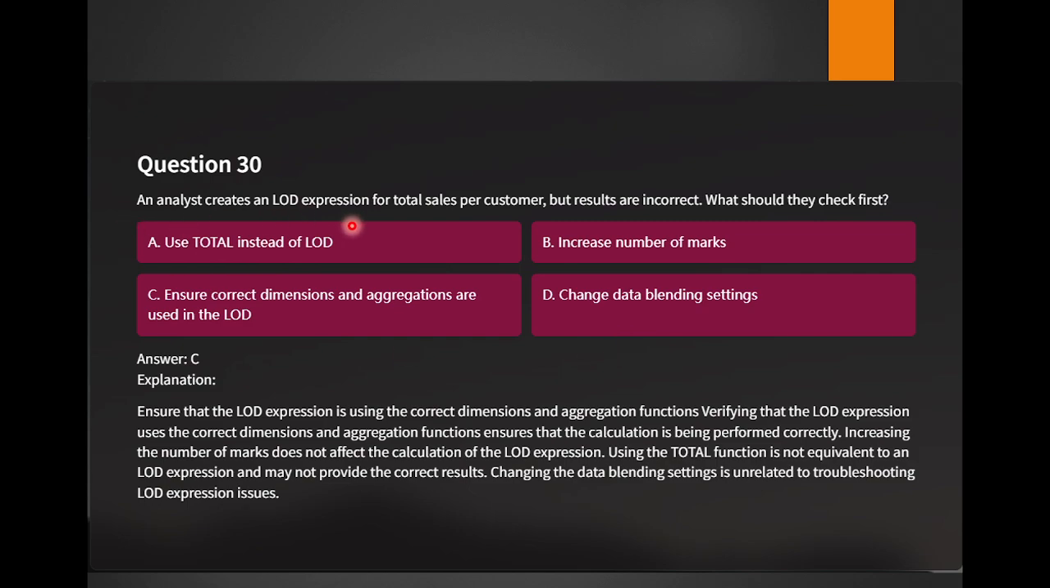An analyst creates an LOD expression for total sales per customer, but results are incorrect. What should they check first? So here option C is correct. Ensure correct dimension and aggregation are used in the LOD. As verifying the LOD expression, use the correct dimension and aggregation function to ensure that the calculation is being performed correctly, and check whether you are using the correct dimension and aggregation or not.